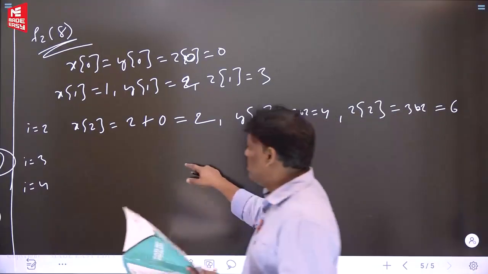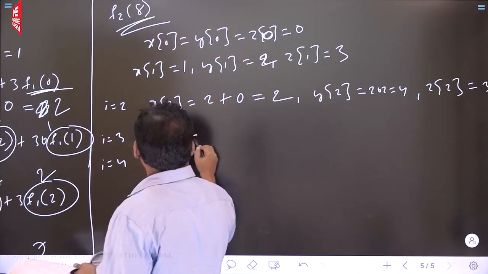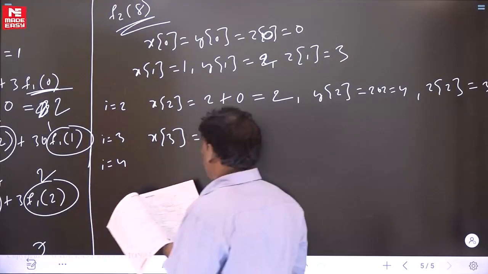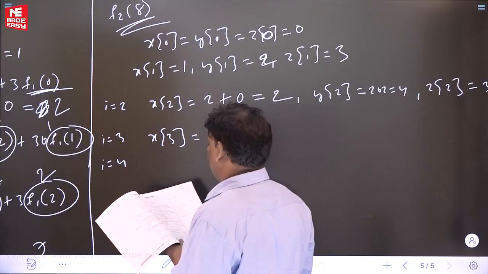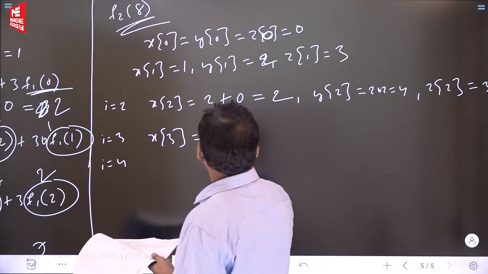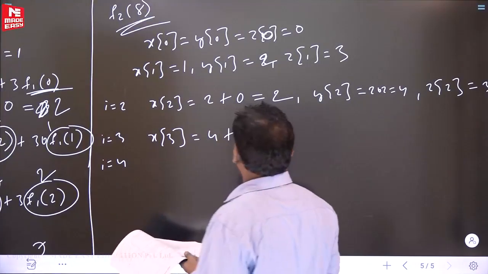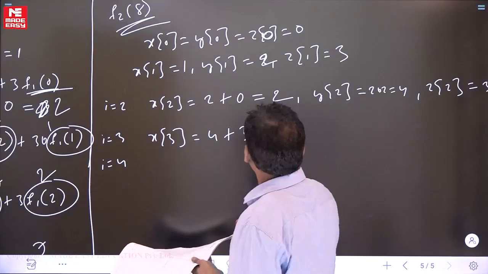Now in a similar way, let me find out. What about x3? See, the formula is the same way. I think x3 is equal to y2 plus z1. Can you help me? What is y2? The answer is 4. What is z1? z1 is going to be 3. It is going to be 7.